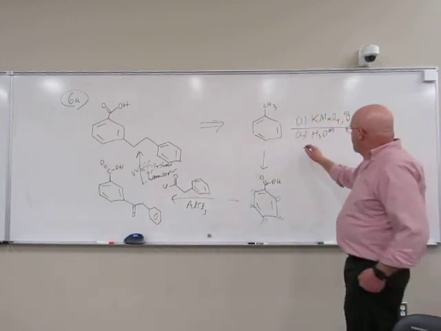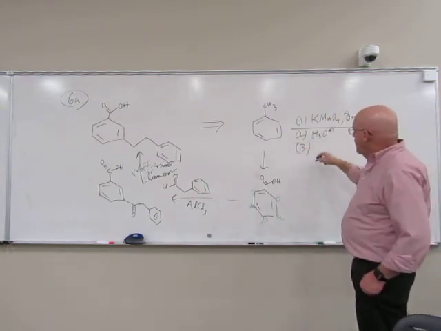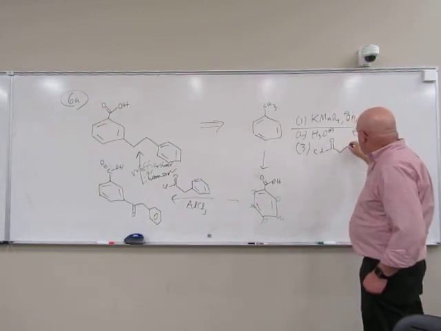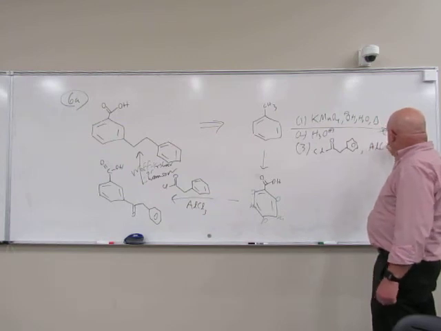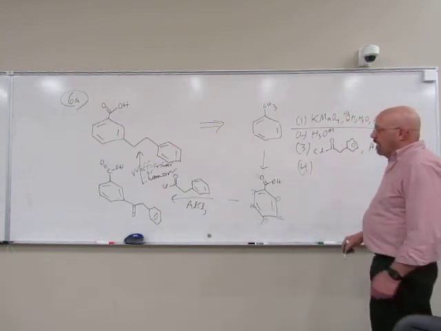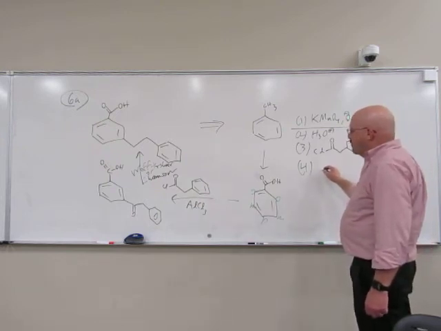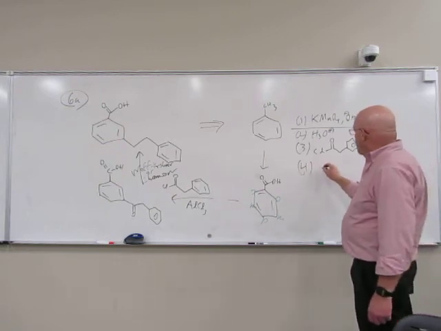So that's our set of reagents. We do the hot potassium permanganate, acidify, and then an acyl chloride with a Lewis acid catalyst. That's Friedel-Crafts acylation. And then either Wolff-Kishner or Clemmensen. The Clemmensen would be the best, but you could do Wolff-Kishner as well. And you can just write Wolff-Kishner or Clemmensen.